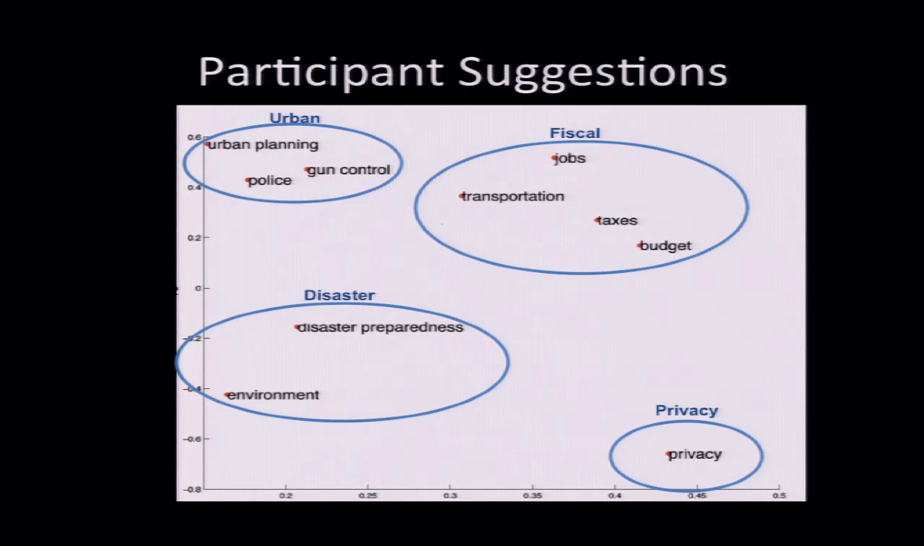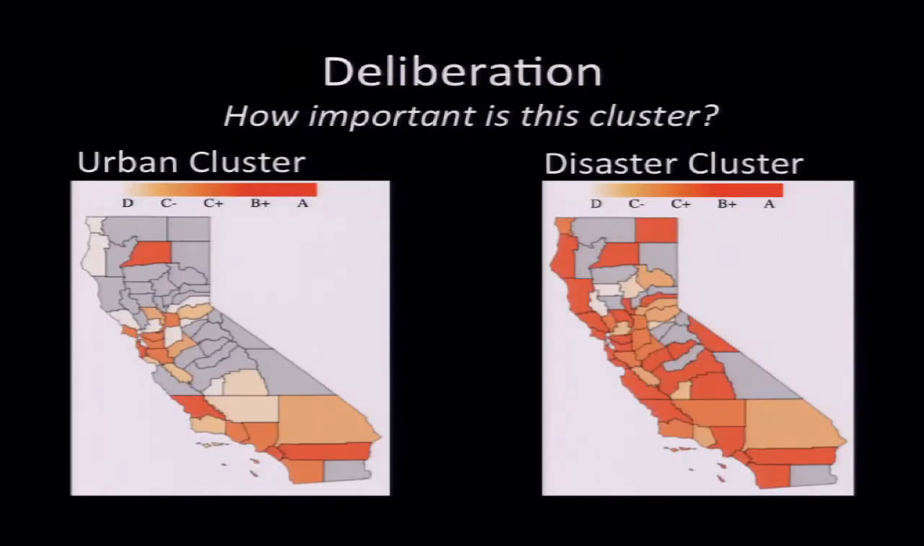We call them: there's an urban cluster, there's a cluster about fiscal issues, there's a cluster about disaster issues and the environment, and privacy is off on its own. And privacy was kind of a catch-all for open data and internet issues as well. But what can we do with this analysis? When we broke it down into this, we started tying this back and correlating it with our original data.